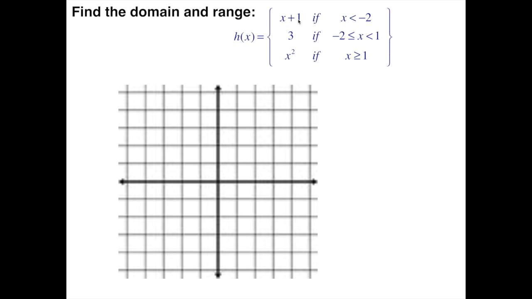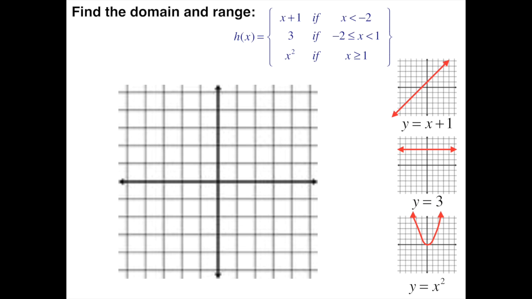I've got x plus 1 as this one, then I've got 3, which is just a horizontal line, then this one that's x squared, that's our quadratic. So we need to kind of envision what these three graphs look like. I'm going to graph them for you over here on the side. This is just the x plus 1 graph. This is what it would look like if we did the entire graph with it. 3 would just look like this, just a horizontal line right there. And then x squared would be a quadratic right here.